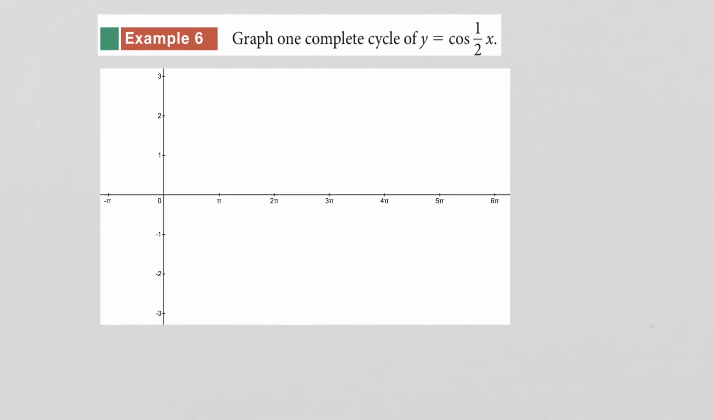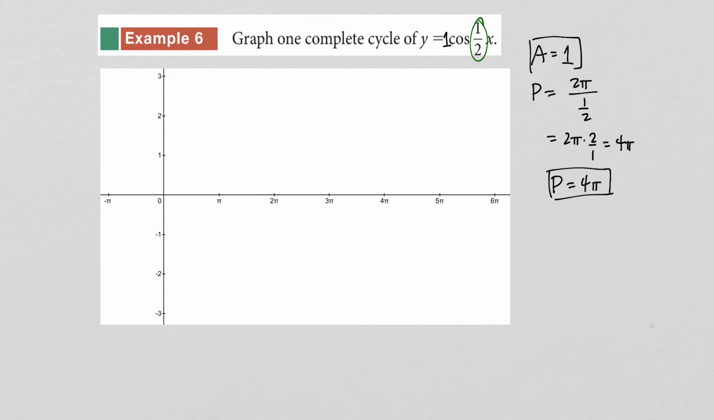Now let's go ahead and graph one complete cycle of y equals cosine of 1/2 x. Again, I want you to notice that there is a 1 in front here, so the amplitude of this graph is 1. But the period of this graph is 2 pi divided by the number in front of x, and that number is 1/2. And 2 pi divided by 1/2 is 2 pi times 2 over 1, and that is 4 pi. So the period of this graph is 4 pi.